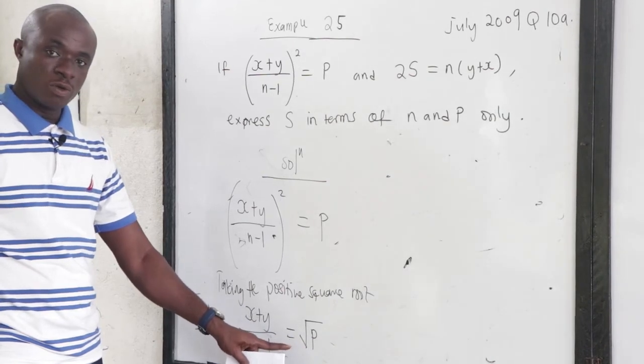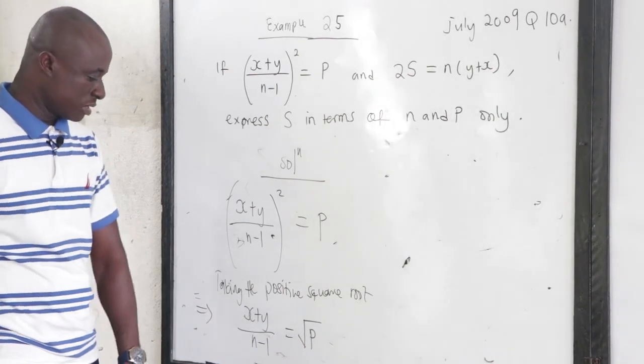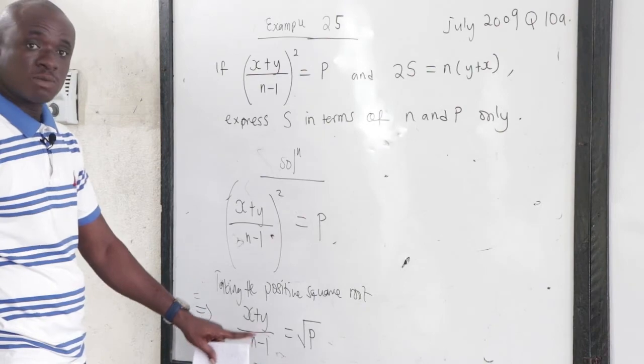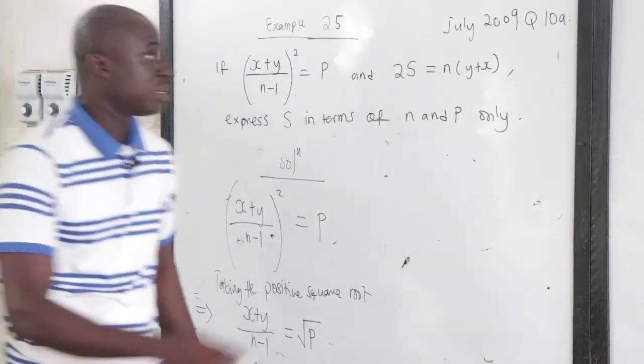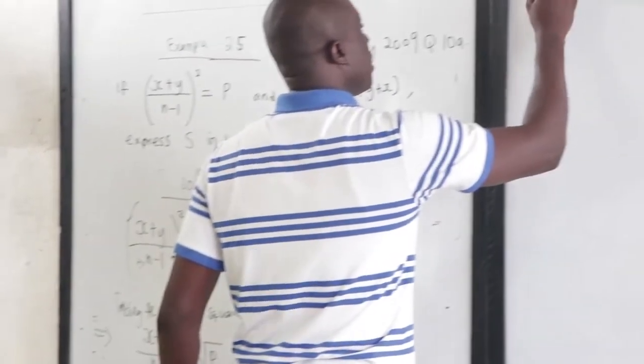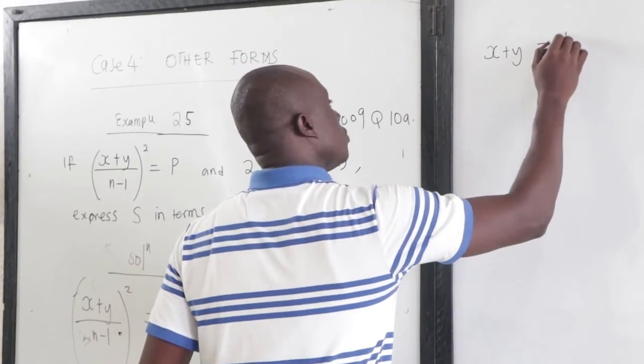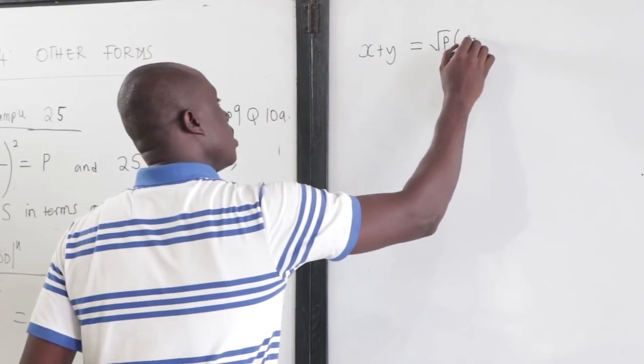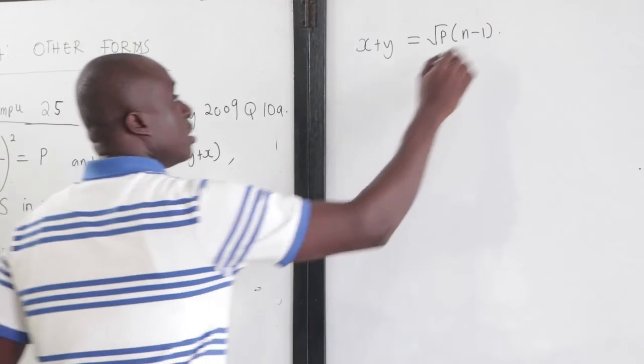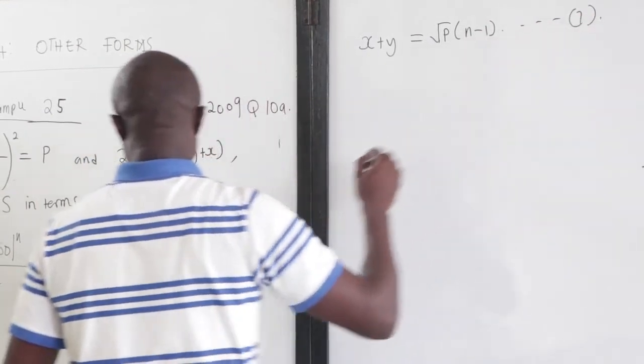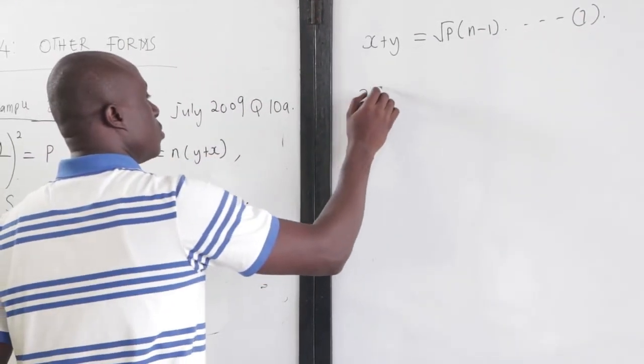If not, it would have been plus or minus, but I want to ignore the plus or minus. Now I want to make x plus y the subject, so this will go and multiply that. So I have x plus y equal to square root of p times n minus 1. Let me call this equation 1. Let's also see the other one.